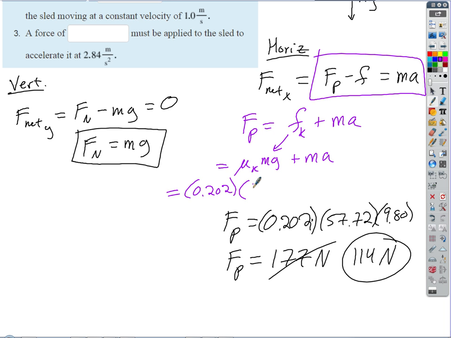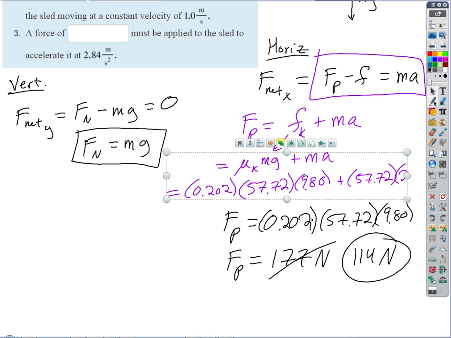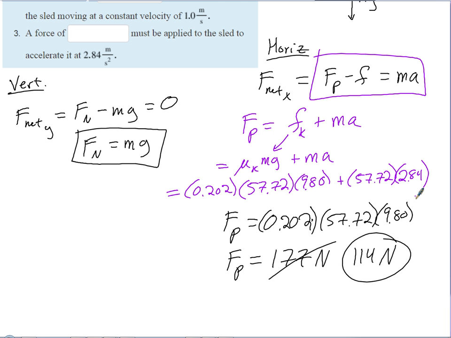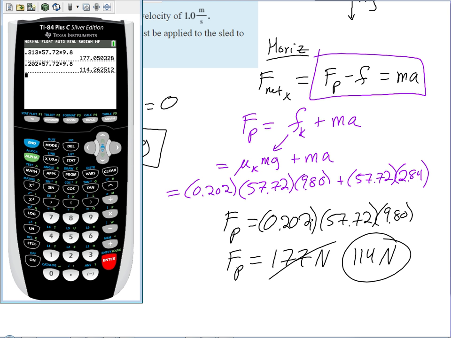0.202 times 57.72 times 9.80. So I could have just used that stuff, couldn't I? Plus 57.72 times 2.84. And so my answer is really just going to be the same thing I got before, right?